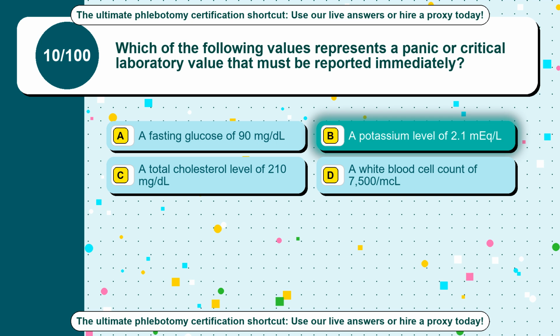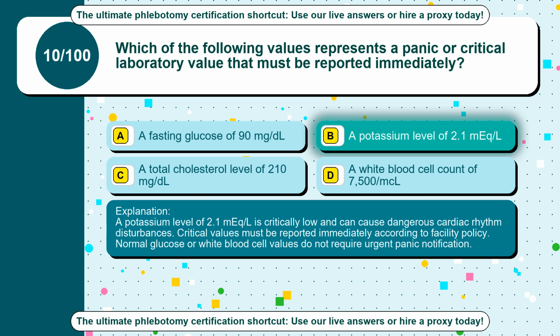A potassium level of 2.1 mg/L. A potassium level of 2.1 mg/L is critically low and can cause dangerous cardiac rhythm disturbances. Critical values must be reported immediately according to facility policy. Normal glucose or white blood cell values do not require urgent panic notification.